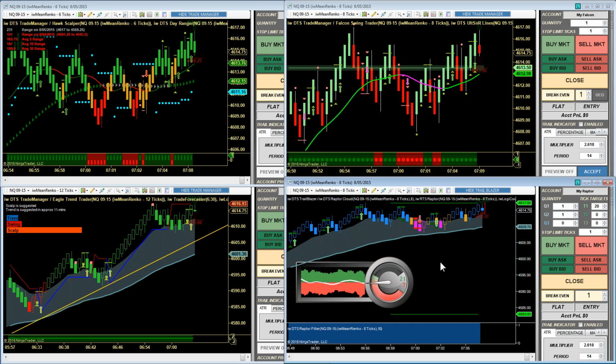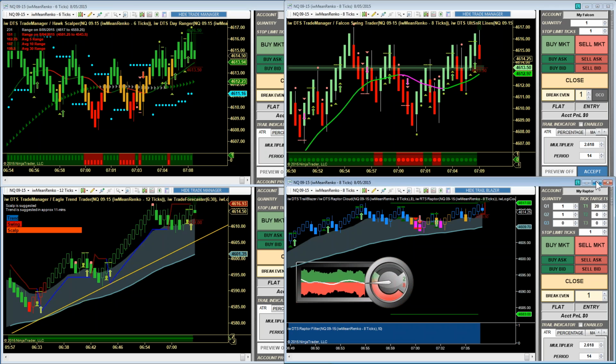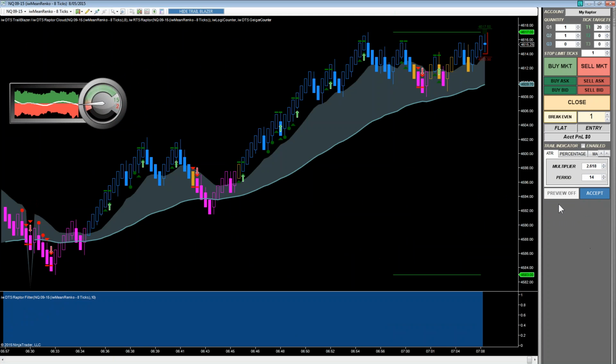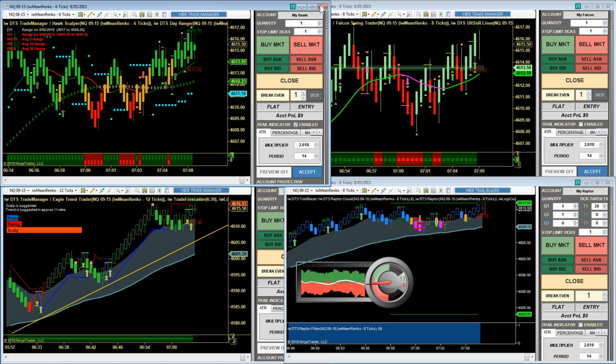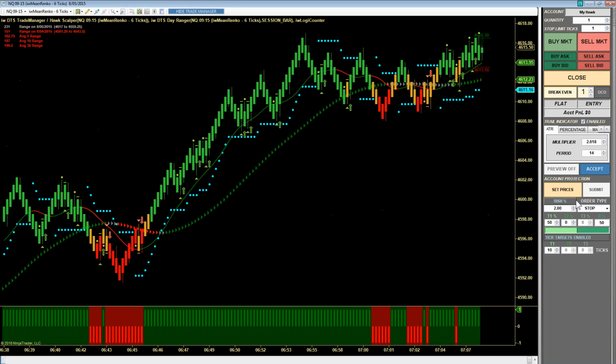The tool that we have here on the Raptor is slightly different than the Trade Manager. You're going to notice we don't have this risk component down here. This one is called the Trailblazer. And what makes the Trailblazer unique, we had Trade Manager owners saying, can you make it a one-click system?